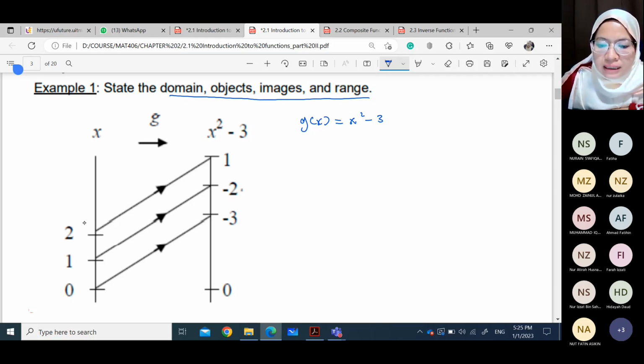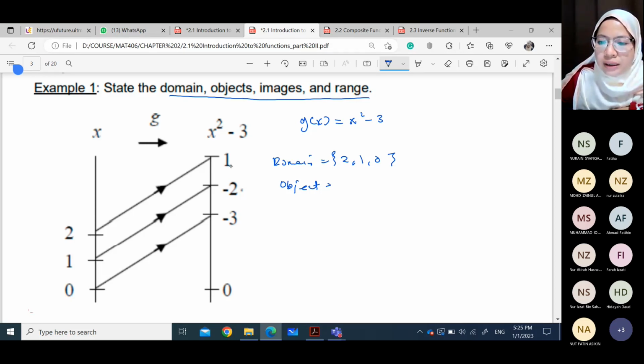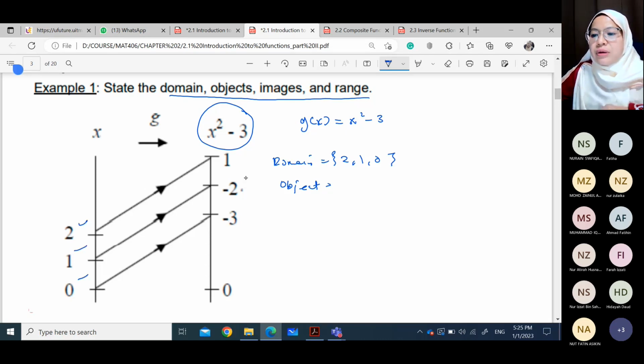Okay, so our domain here is 2, 1, 0. It asks us to state the domain, so we need to list down all the domain. So the domain here is 2, 1, 0. Object. Okay, so how do we know the object? What we are mapping is our object. For example, 2 is mapping to 1 based on this relation. And 1 is mapping to negative 2, 0 is mapping to negative 3. So here we can say that 2, 1 and 0 are the objects.